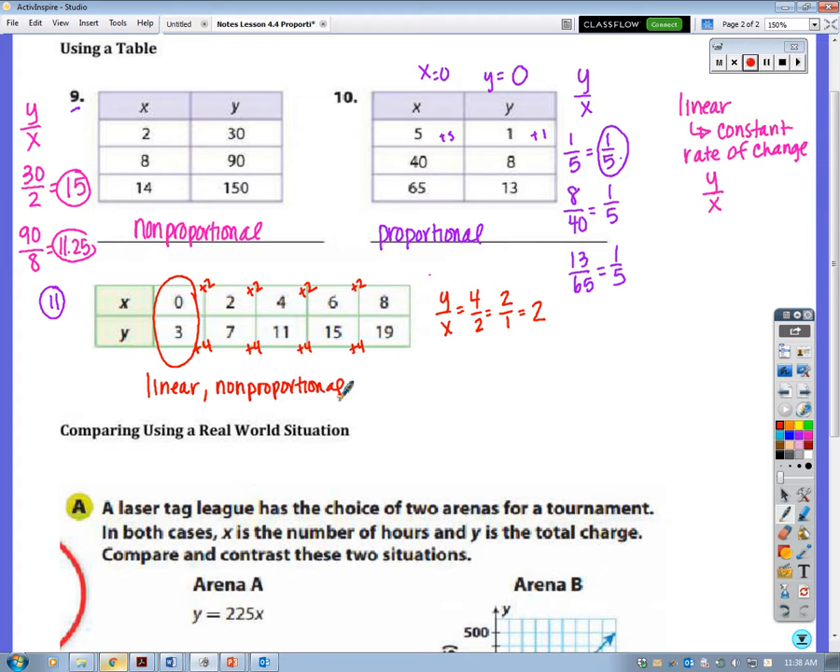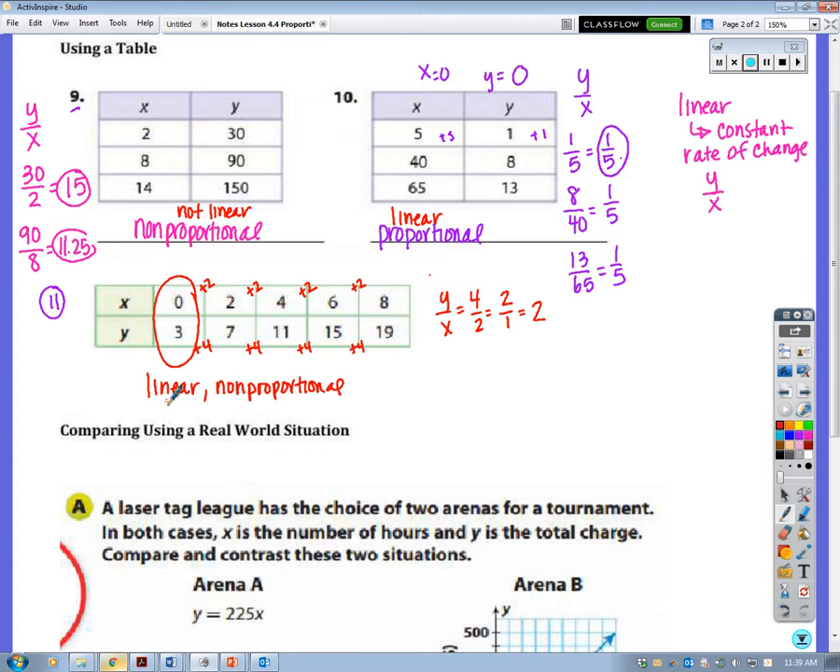So we've got 3 different scenarios here. We've got 9, which is not linear, and consequently not proportional. We've got 10 here, which is linear and proportional. And we've got 11 here, which is linear and non-proportional. So you've got 3 different things that your table can be showing you.